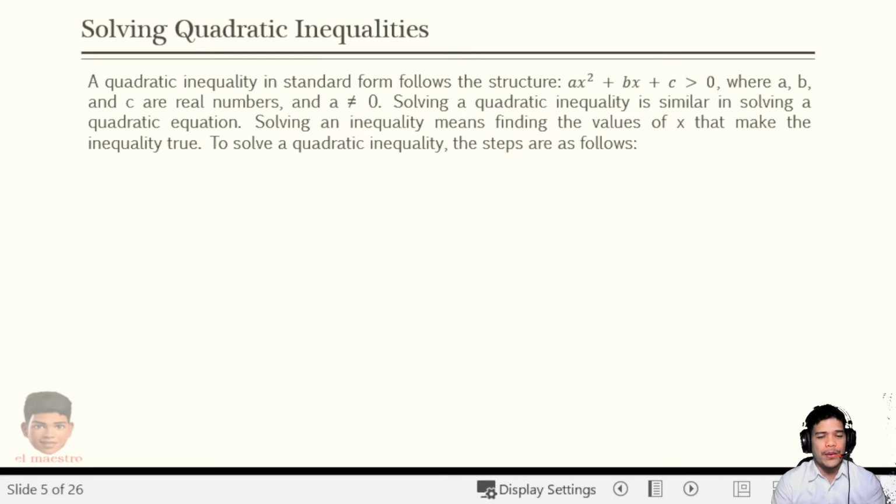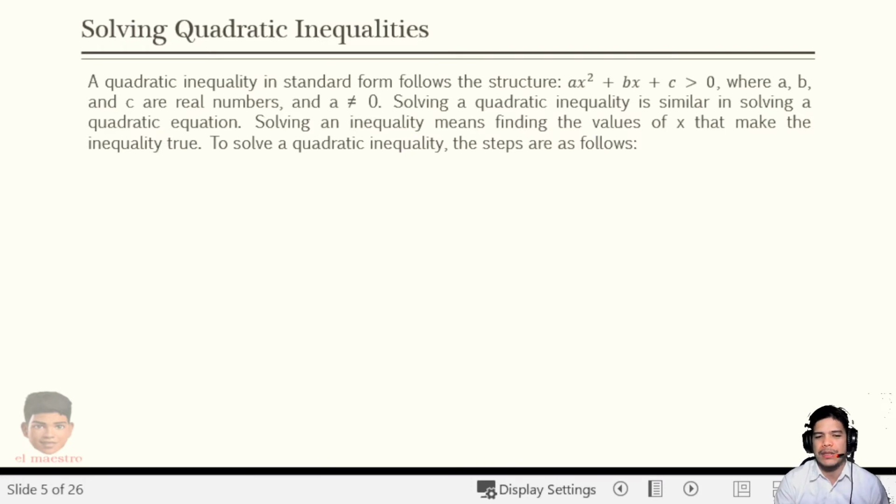Kasi, yun pa rin yung gagamitin natin as pangunahing mga steps. Okay? So, solving inequality means finding the value of x. Ganun pa rin. Ano yung value ng x that makes the inequality true? Hanapin natin yung true. Dapat true siya in a sense na yung value ng x natin, magiging true yung inequality statement natin. To solve for a quadratic inequalities, the steps are as follows.